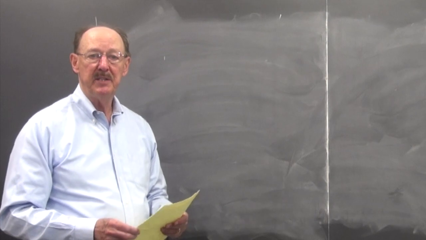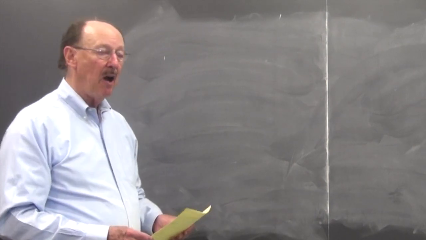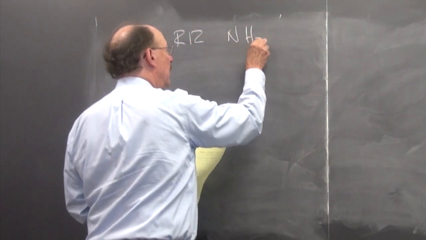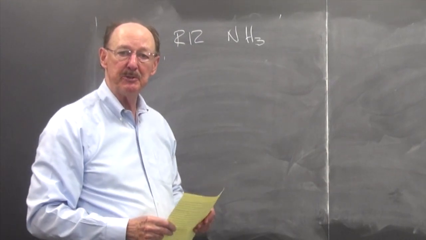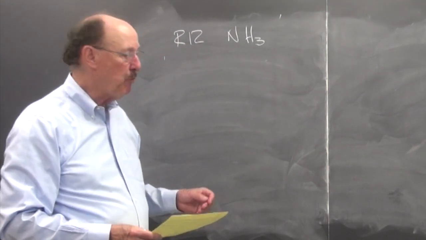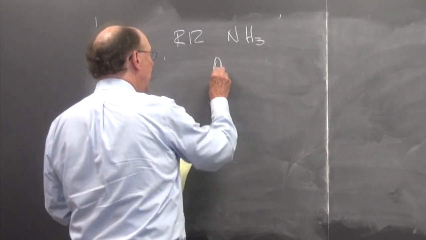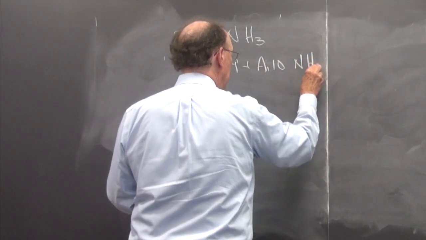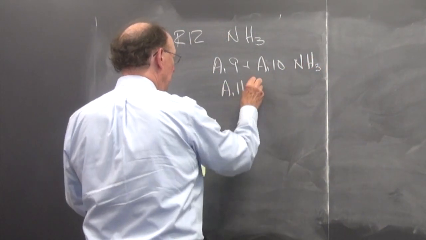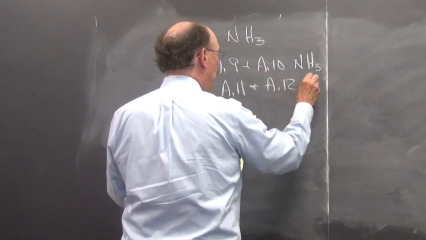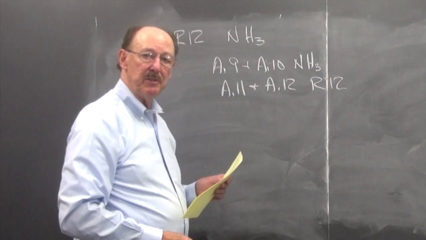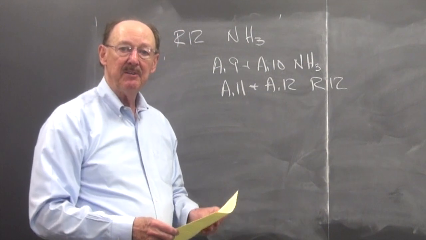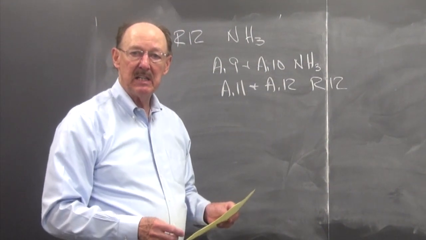And now what we want to do is introduce two other pure substances, R12, refrigerant 12, and ammonia. These two substances are used as refrigerants, and there are tables of properties for them. Tables A9 and A10 are for ammonia, and A11 and A12 are for R12. Now R12 is a refrigerant that's no longer used, but it's the one I have tables for, and I might as well digress just slightly with R12.